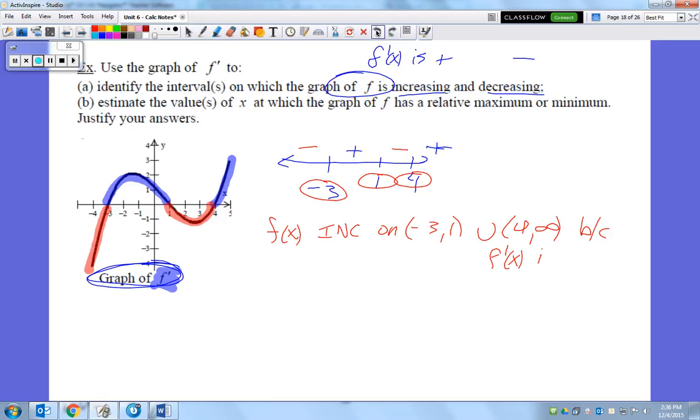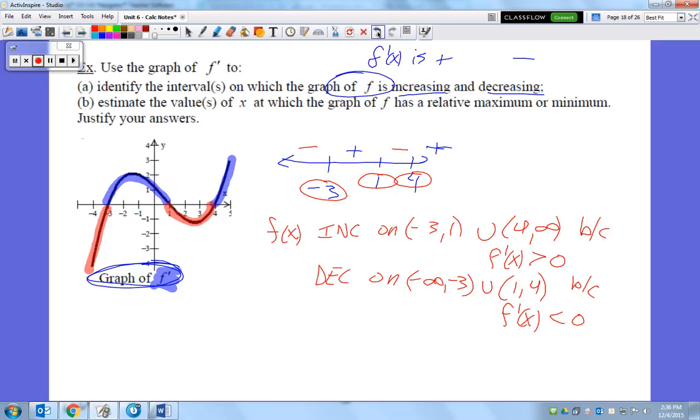Or you can write it like this. Instead of writing out is positive, they prefer you to do that. But please don't read that as because f prime of x is greater than 0. No, don't think of it like that. Think of it as f prime of x is positive. Okay? And then f of x decreases on what? -3 union 1 to 4 because f prime of x is negative. Negative, right? Okay. All right.